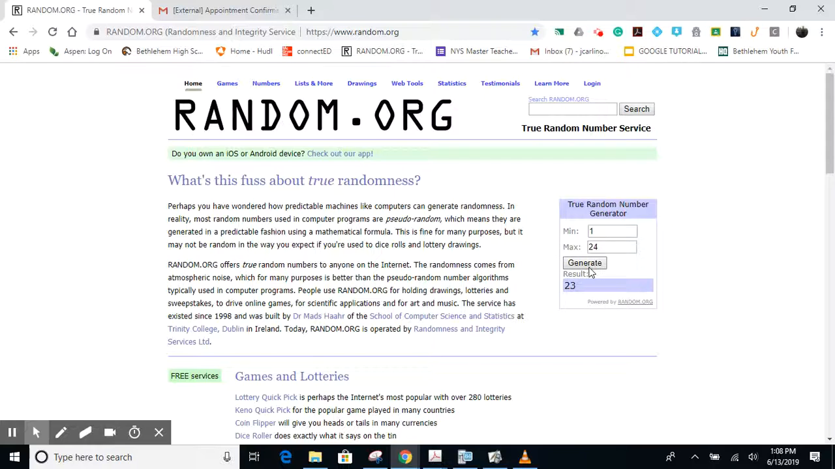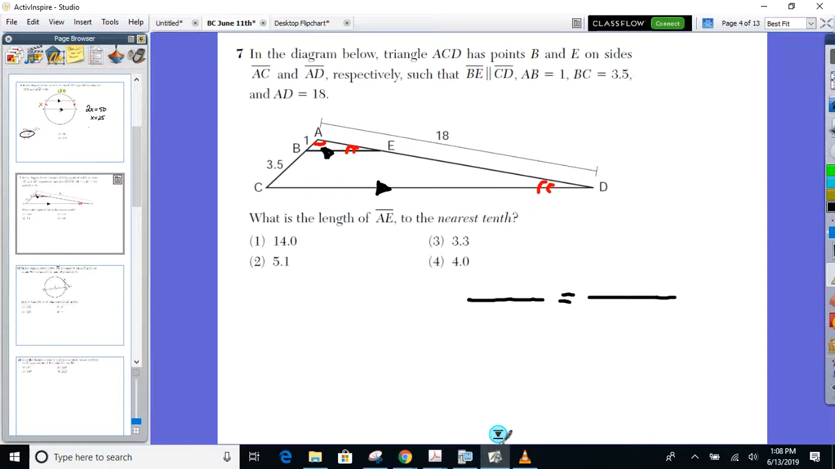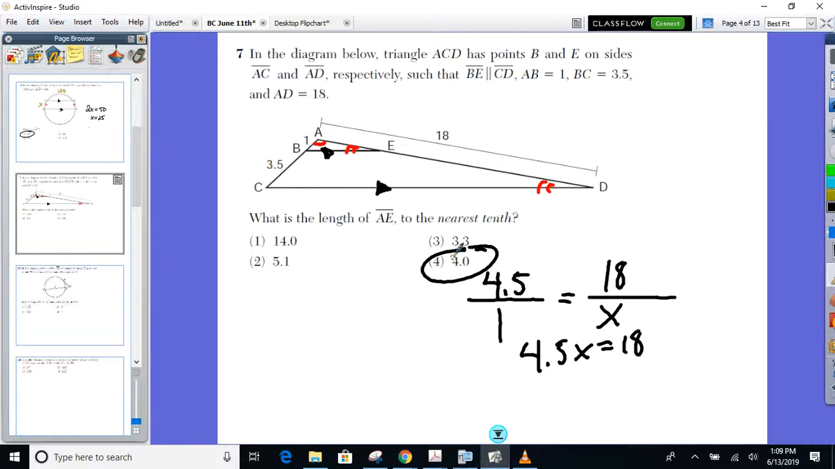Got anything you want me to set up? 4.5 over 1.18 over x. That's one way. Again, there's multiple ways to set this up correctly. Why do we not use the 3.5? It's not a full side. Not a full side. Can't use that. So you got 4.5x equals 18, and then we get x equal to 4.0. Is there anything on here you wanted to ask?